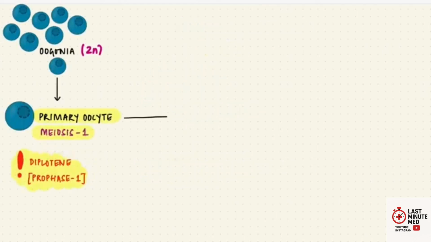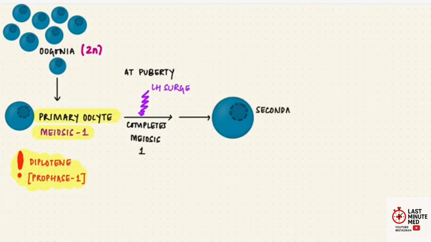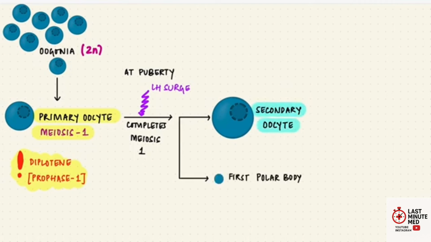At puberty, just before ovulation, there's a surge of the luteinizing hormone. Under that influence, one primary oocyte completes the first meiotic division, and it forms a secondary oocyte, which gets most of the cytoplasm. The other cell is called a polar body. It's the first polar body. Now, each of these has half the number of chromosomes because remember, the first meiotic division is a reduction division.